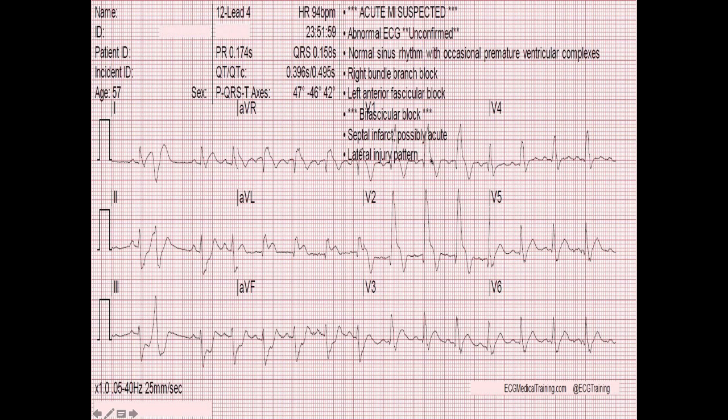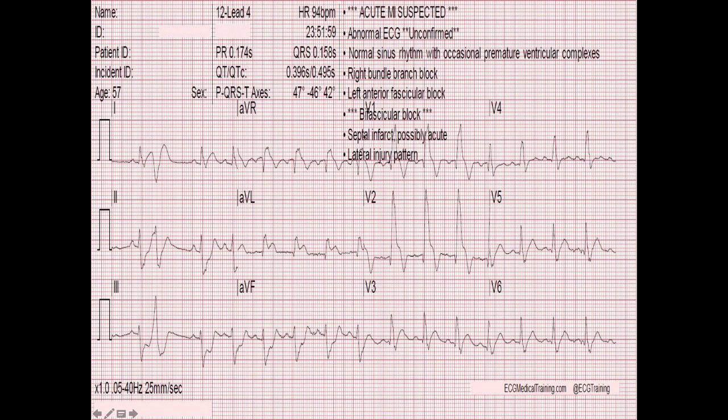V1 looks like a right bundle branch block complex. I go to confirm in V6 and lead 1. I do have slurred S waves. Look at that. Slurred S waves. Right? We're going to cut out this aberrant beat, what looks like a PVC, but I have slurred S waves in 1 and V6, so I have a right bundle branch block. I have pathologic left axis deviation, so I have a bifascicular block.